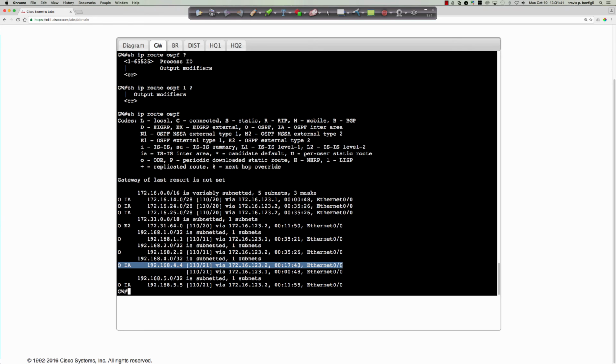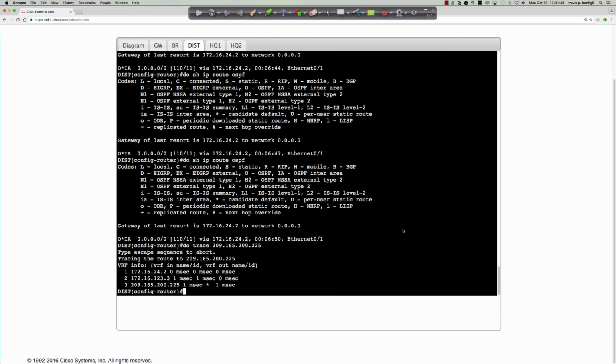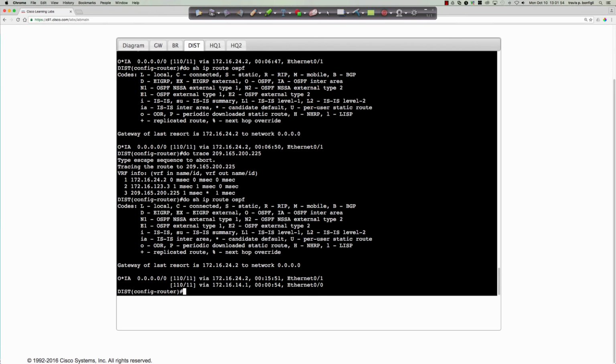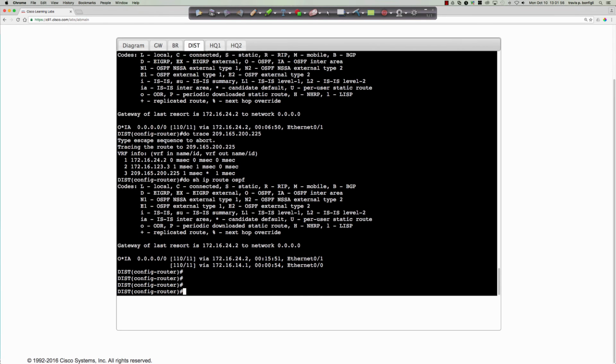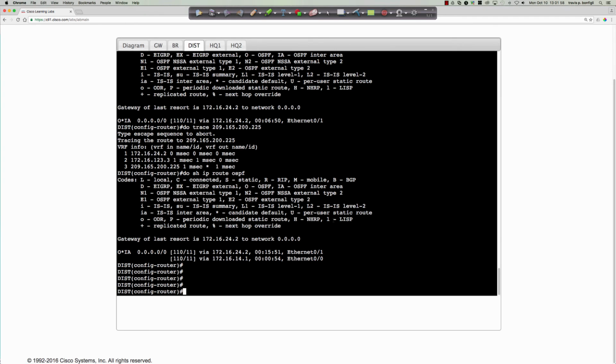So again, we're back to the way we were. Ingress traffic coming from the gateway is being load balanced. And then egress traffic, do show IP route OSPF. Egress traffic is, again, because of that default being sent in, being load balanced. So we're going to do this in the opposite direction. How would I do that? I want everything to go out HQ1. So the first thing we did was we tweaked the default metric for the outbound.